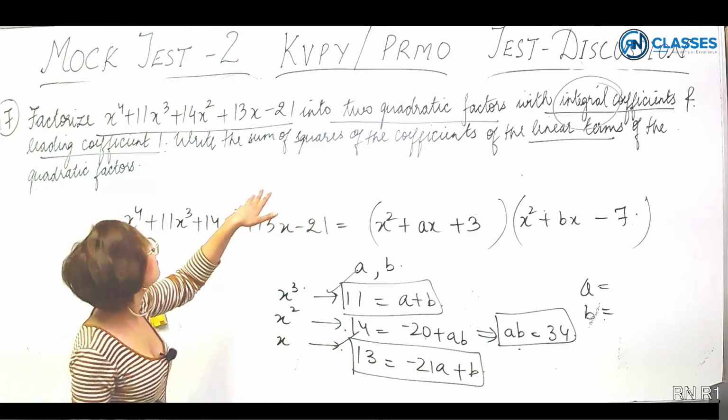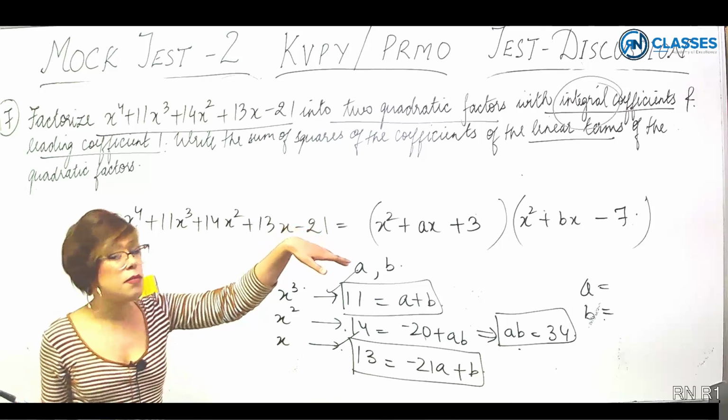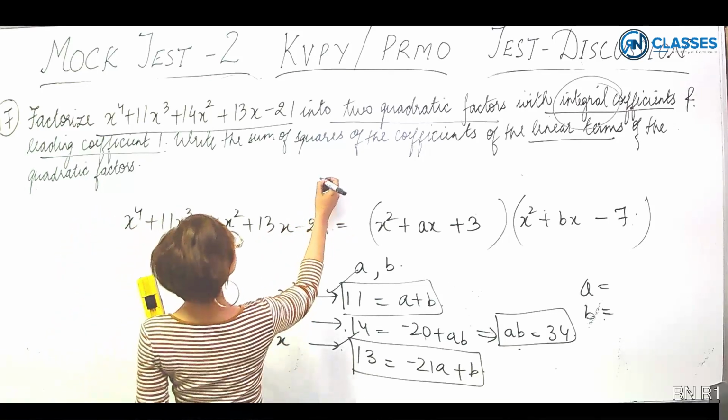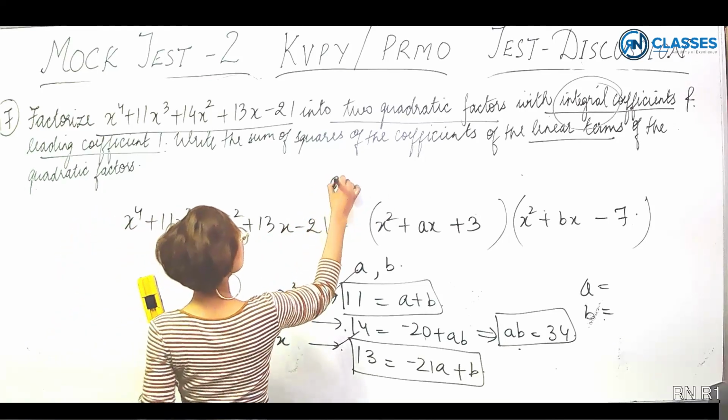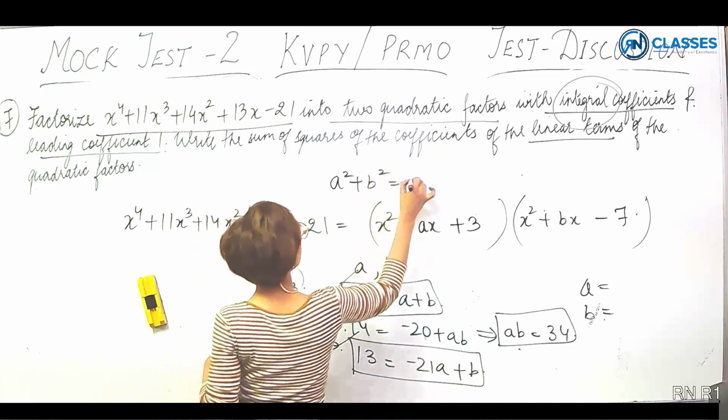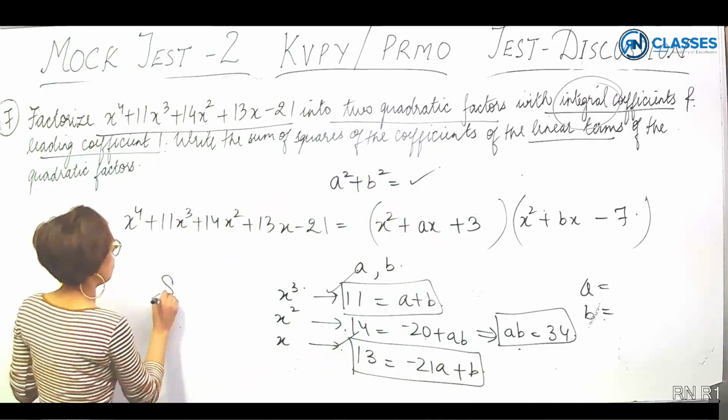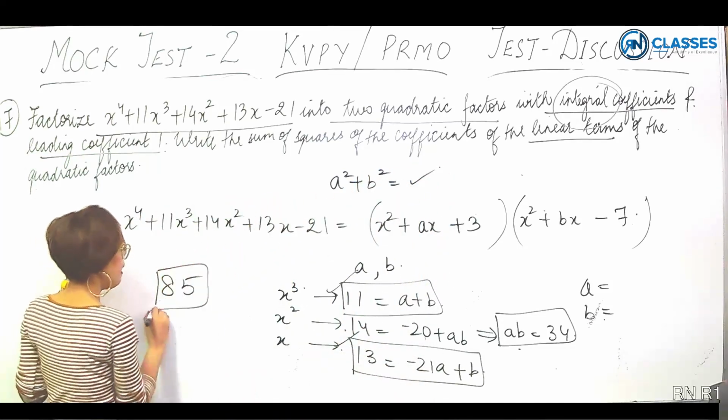You can write the sum of the squares of coefficients of linear terms. That means you need to write the sum of the squares. So, A squared plus B squared, you need to write this. This answer turns out to be 85.